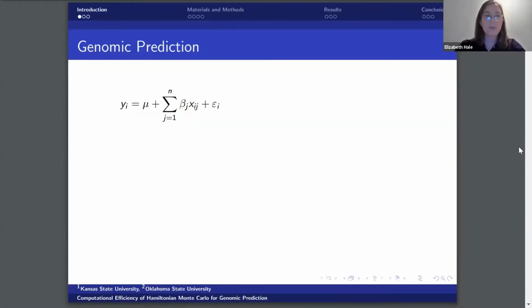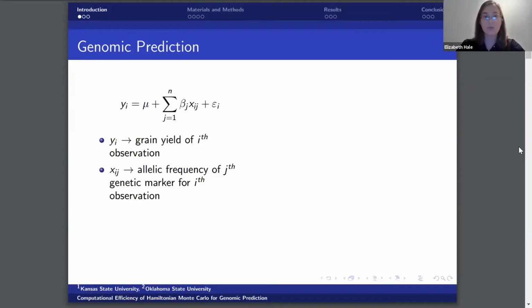I would like to begin by introducing genomic prediction and the model that we're looking at. Simply put, genomic prediction is the process of trying to create a mathematical relationship between the genotype and phenotype of an organism. In our case, we're interested in creating a linear model that describes wheat grain yield. The genotypic information in this model is represented by Xij, that's going to be the allelic frequency. And what we're trying to fit for this model is going to be the marker effects, beta j, an intercept mu, and a noise term epsilon that we assume to be normally distributed.